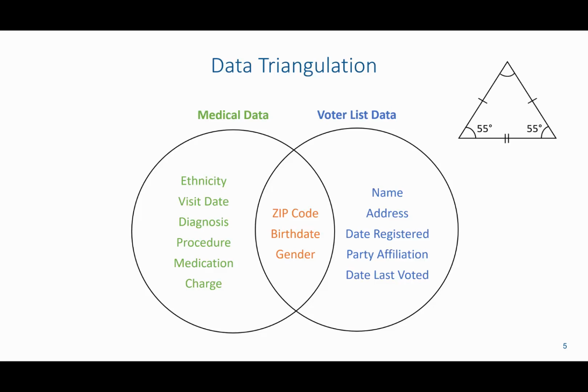So if you think about it with a triangle, every triangle adds up to 180 degrees. So if I have two corners with the degrees of 55, I'm going to add those up and I have 110. And so to find out what the last corner is going to be, I'm going to subtract 110 from 180, and I would get 70 degrees.